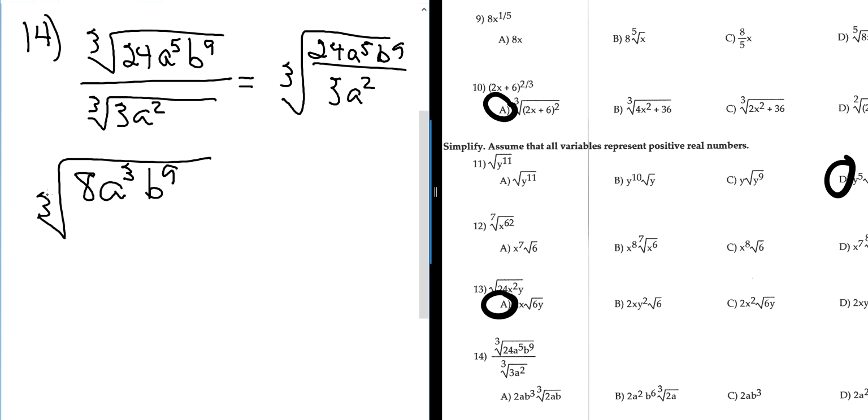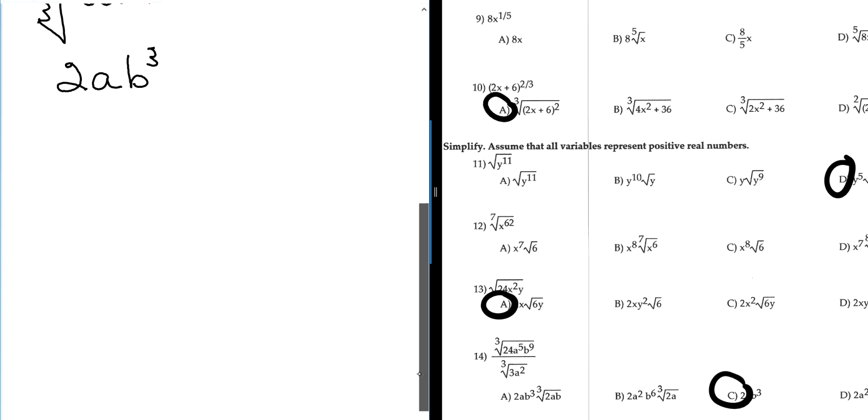So 8 is a cube number, so I'm going to have a final answer of 2a, and then b to the third power. Okay, and let's see, what is that? My answer here looks like it's getting to be C. All right, for number 14, and that checks out with my answer key.